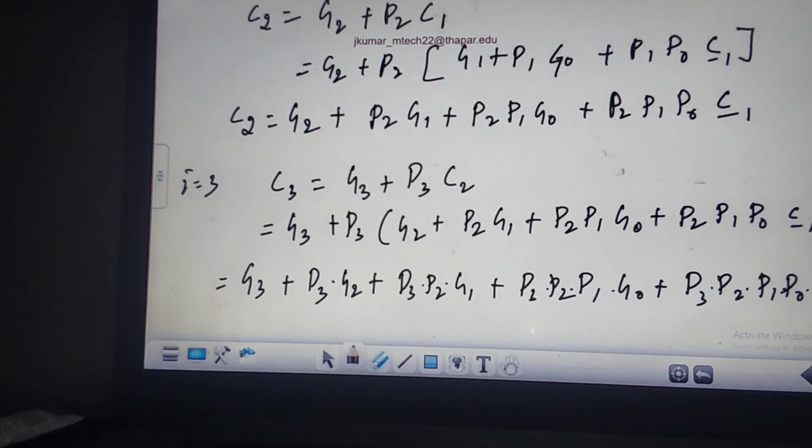A0 into C minus 1. These are the carry expressions. Correct? Now use this expression to build a 4-bit carry look ahead adder. Generate a data flow model for this.